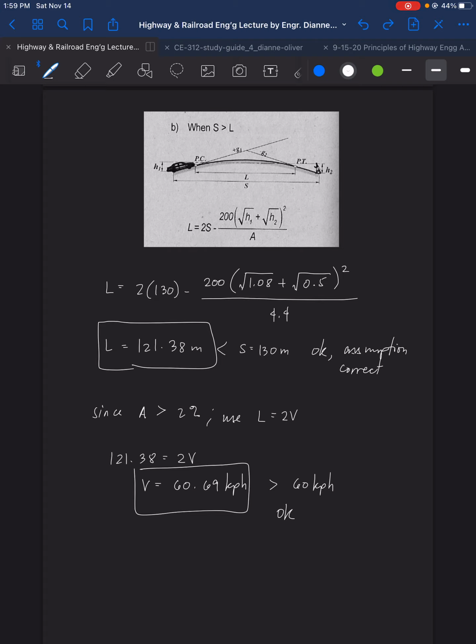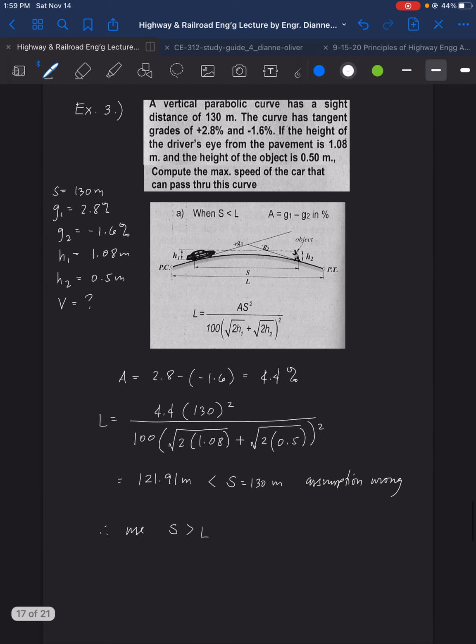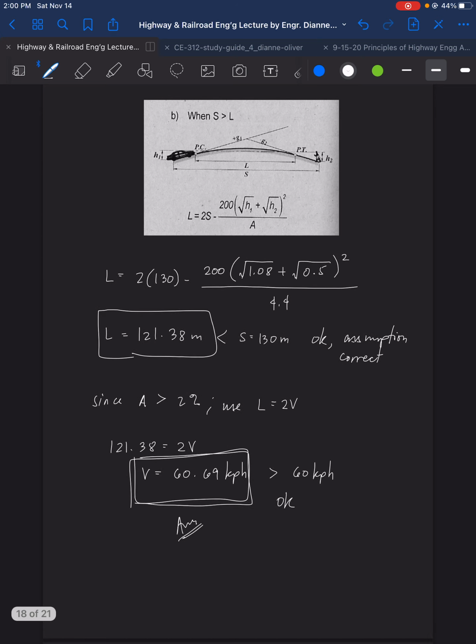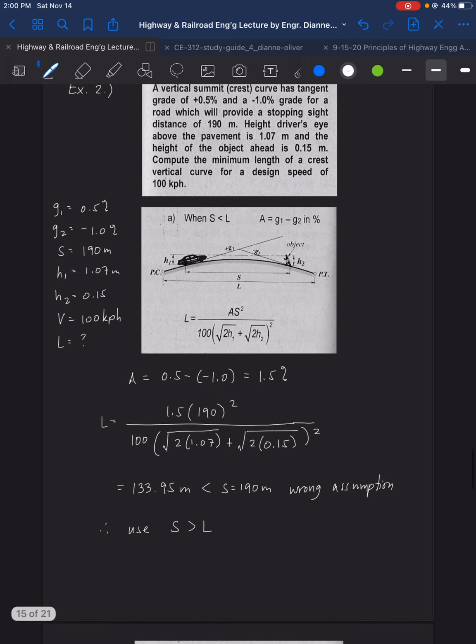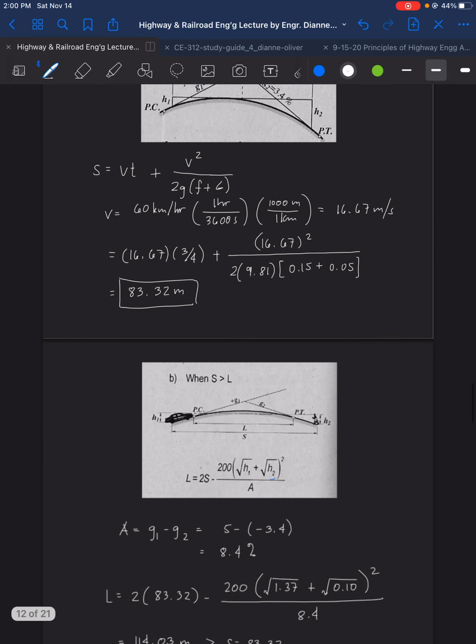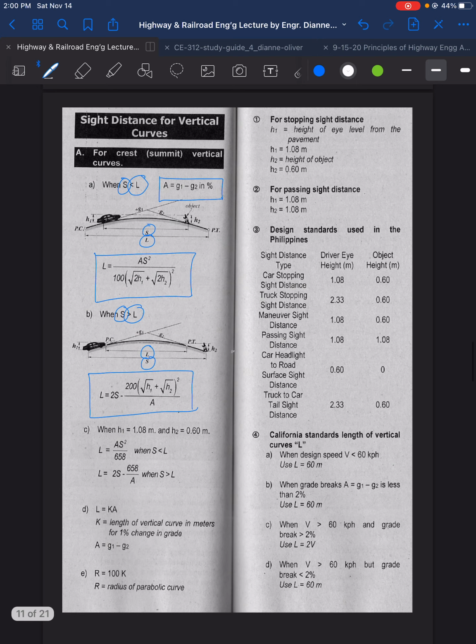Okay, so this is our answer, the V, because it's something that we're looking for. So, for example, number 3, have your screenshot. Okay, so that's all for vertical crest or summit curve. We will go for the next video. We will discuss the sag vertical curves.